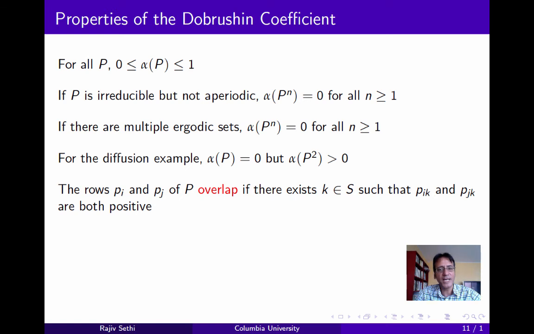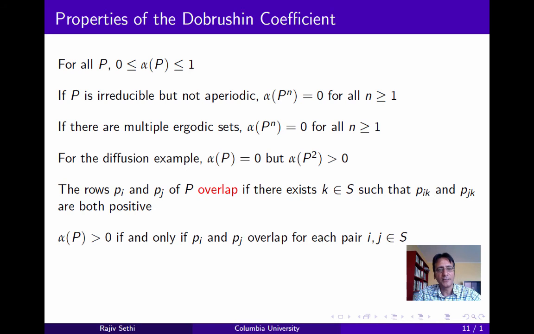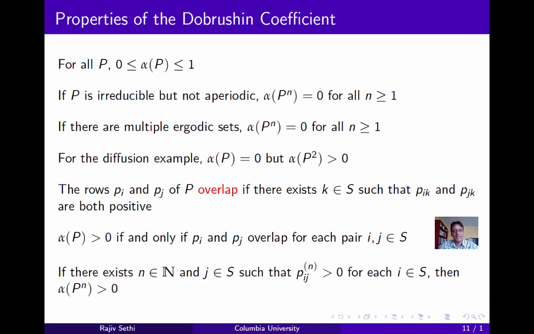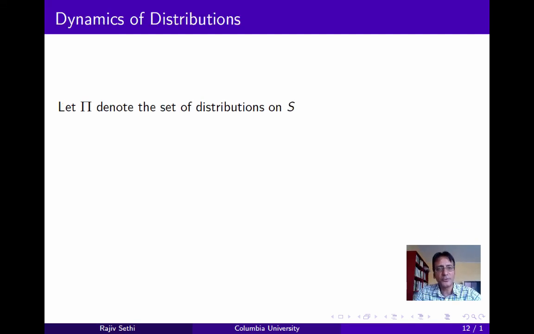Now we say that the rows Pi and Pj of the transition matrix P overlap if there exists some column k such that the entries in these rows are both positive. And you can verify that the Dobrushin coefficient for a matrix P is positive if and only if every pair of rows overlap. Now it should be clear to you that if there exists any number n and any state j such that the nth order transition probability from i to j is positive for each state i, so j can be reached from i for every i in n steps with positive probability, then the Dobrushin coefficient alpha of P^n must be positive.